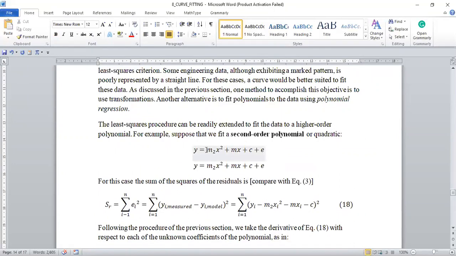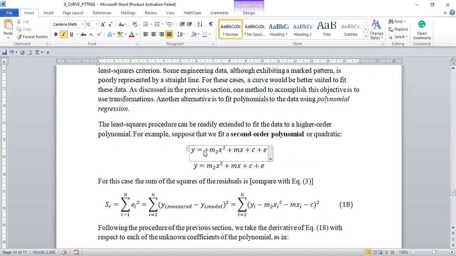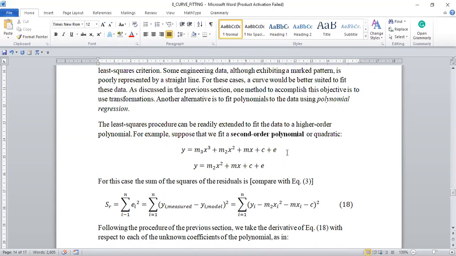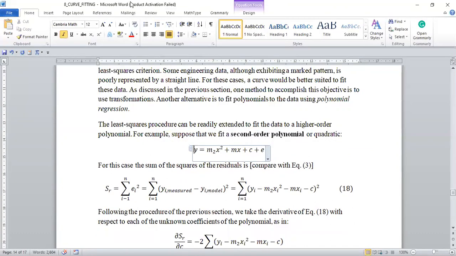But here is going to be plus m3 times x raised to power 3. So this is fitting a third order polynomial. But in this, we just consider a second order polynomial. Then you can use the same principle to fit a third or fourth order polynomial.